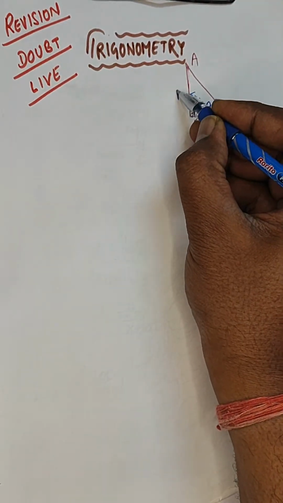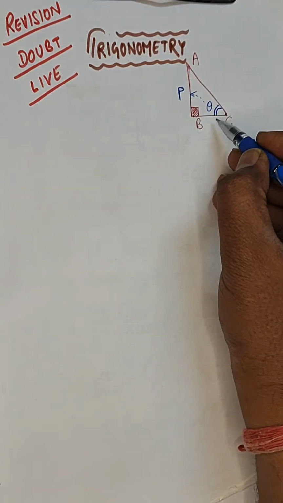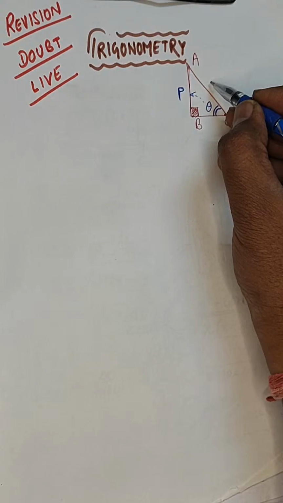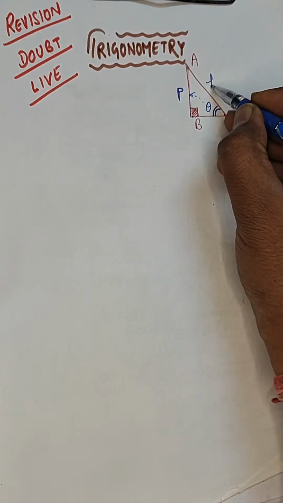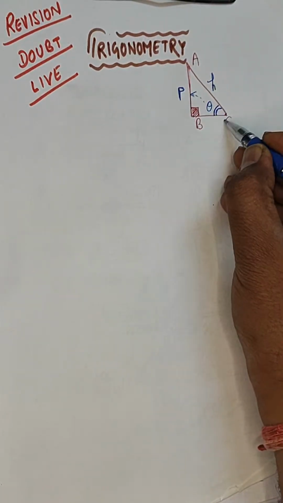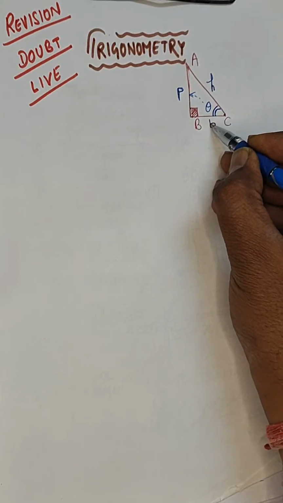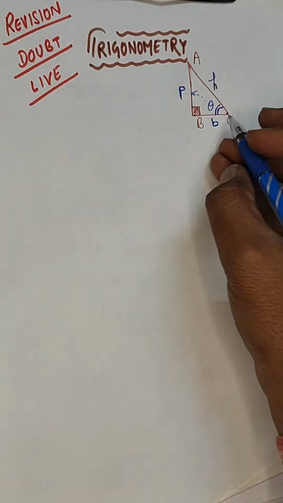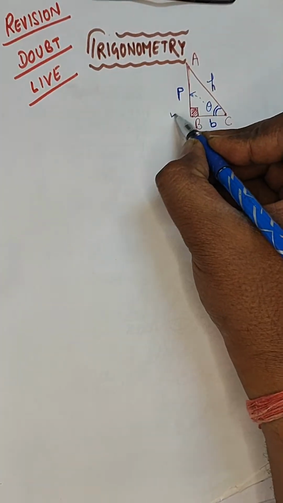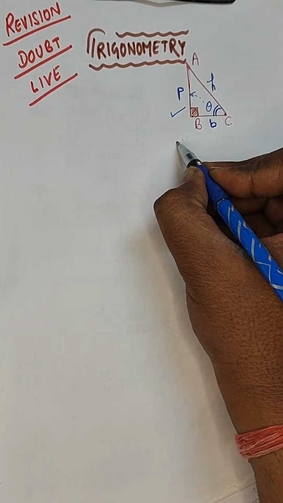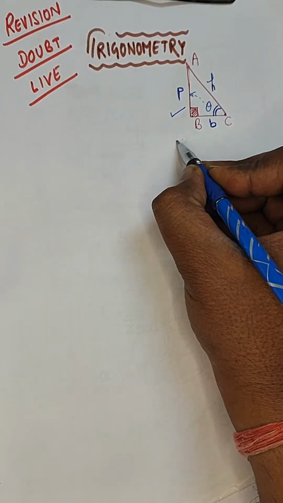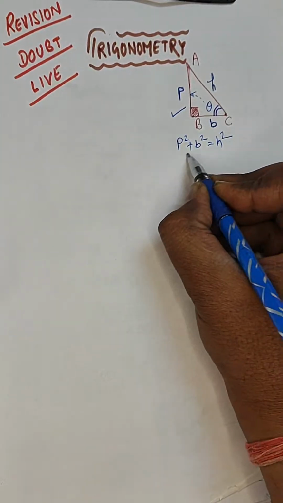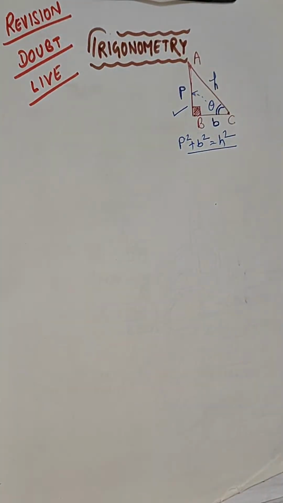Opposite to it is your perpendicular, P, and the longest side of the triangle is the hypotenuse, H, and the third remaining side is the base, B. So, my dear friends, this is the first thing you need to understand and recall. Another is the Pythagoras theorem, which is P squared plus B squared equals H squared. These applications will be used.